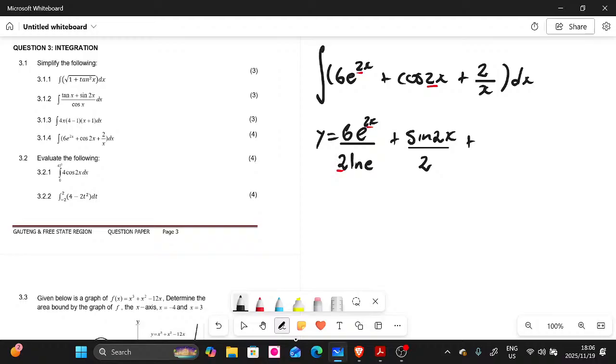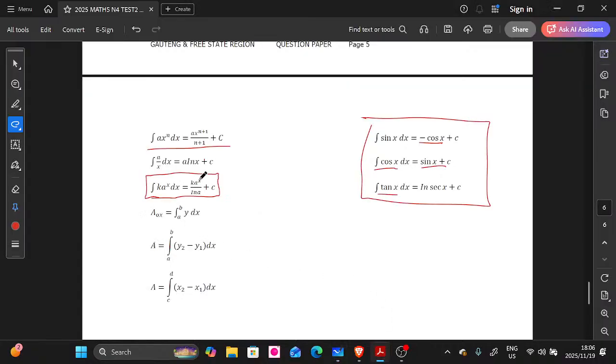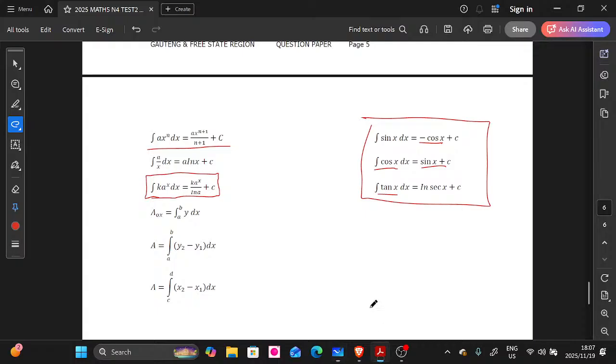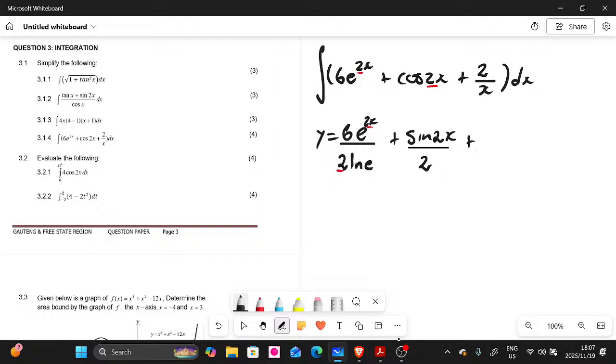Now let's look at the last term. I said this one is log. If you go to your formula sheet, we do have something of this sort. As you can see, we have a over x. Our a is our coefficient on this question, so a over x is our coefficient. As you can see here, we have 2 over x. So when we integrate this, it's going to give us a multiplied by ln x. So our a, which is 2 here, is going to be 2, and then ln x plus c. Now, if you simplify it further, we have the 2 on the first term.